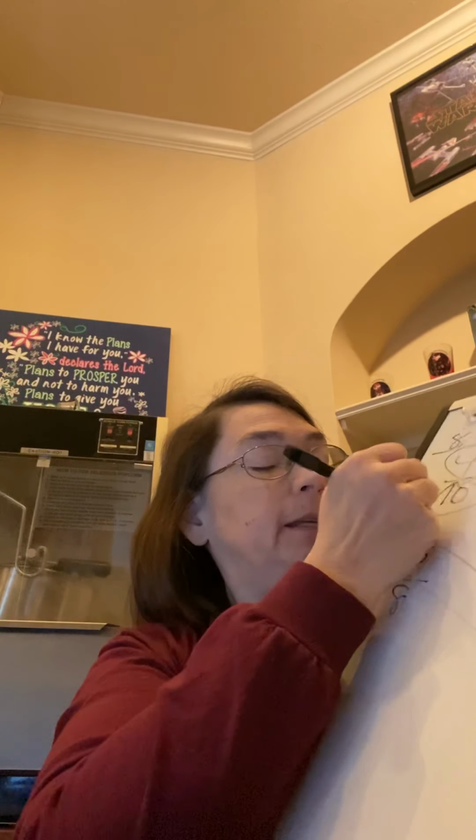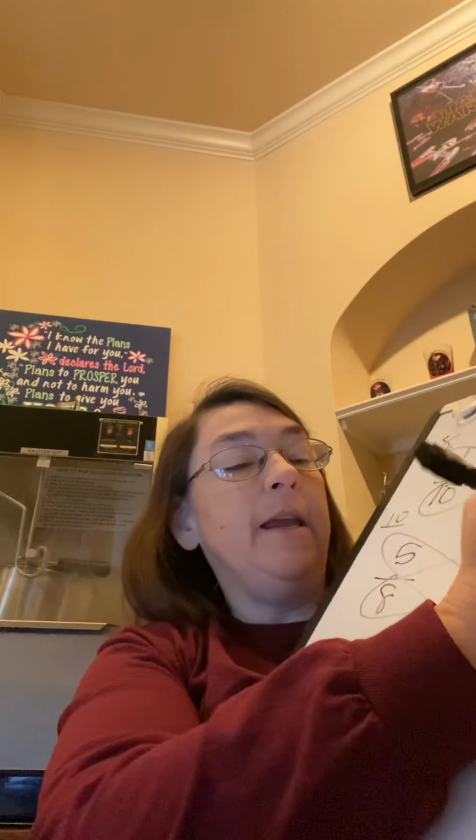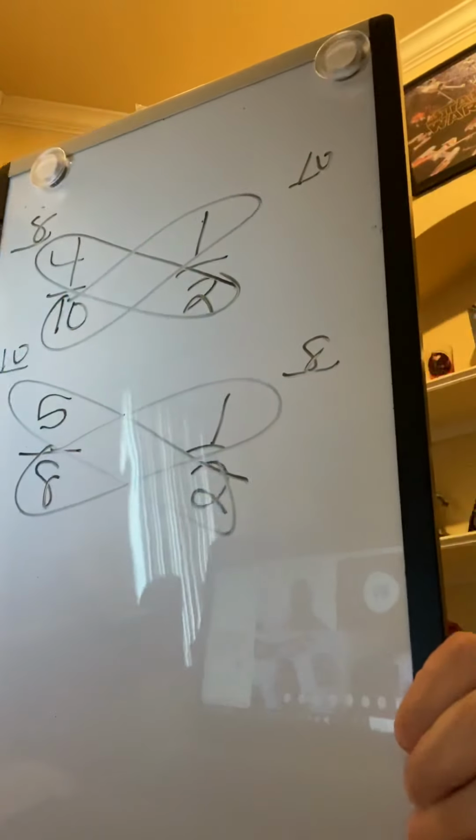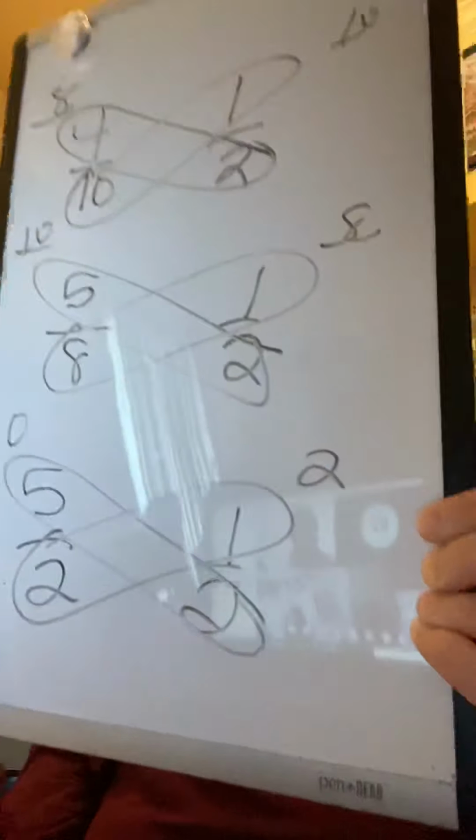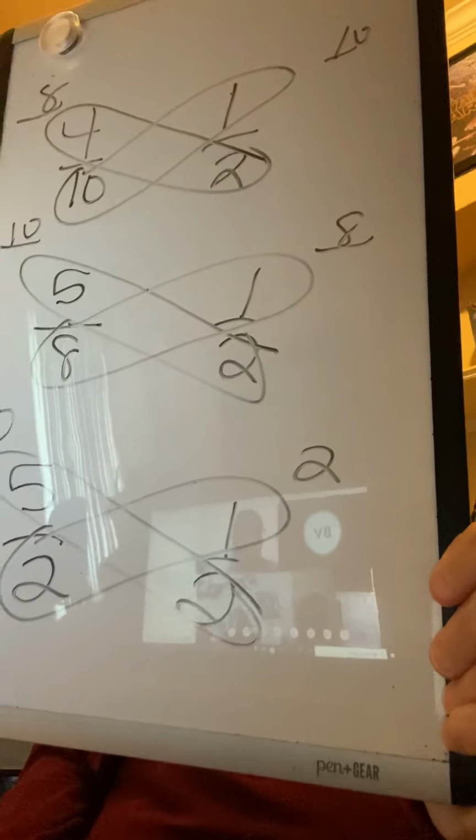Okay, 5/8 and a half. Butterfly. I get 10. Butterfly. I get 8. Is 5/8 less than a half? No. And the last one, 5/2 and a half. I butterfly. I get 10. I get 2. Is 5/2 less than a half? No. All right, I want you to go ahead and start number 8. You're looking for those that are greater than 1/2.